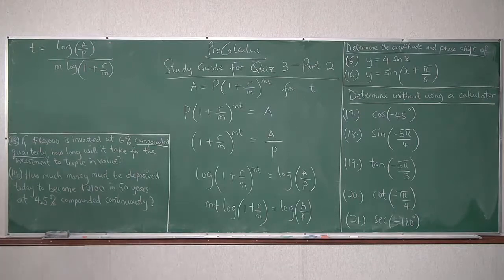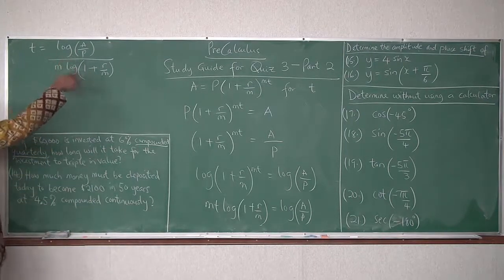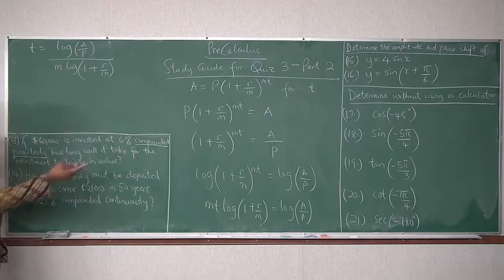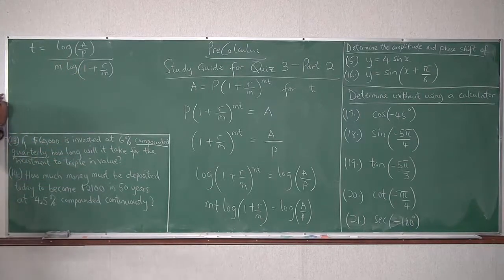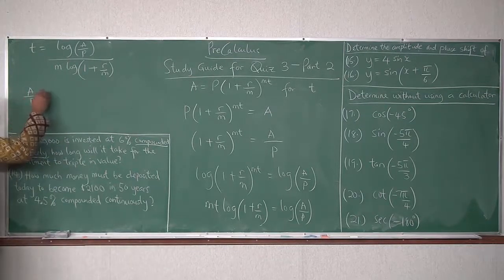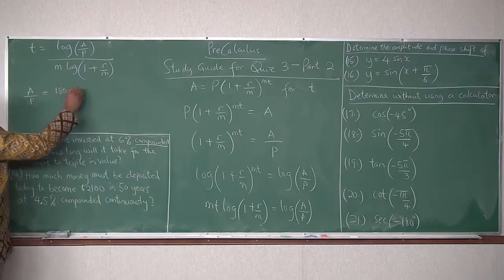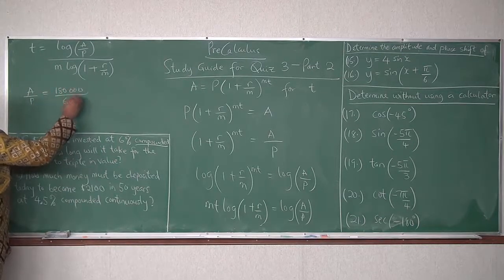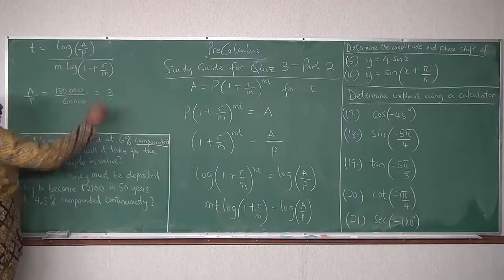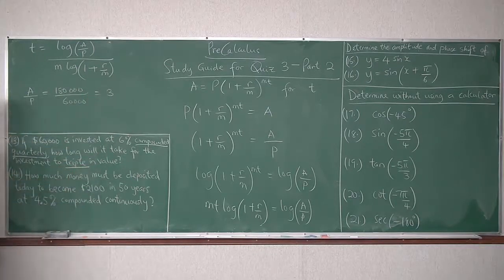Now, let's go ahead and solve this problem. A over P, okay, 180,000 divided by 60,000. That gives us 3. We see that A over P is 180,000 divided by 60,000. That gives us 3 because to triple in value, right?